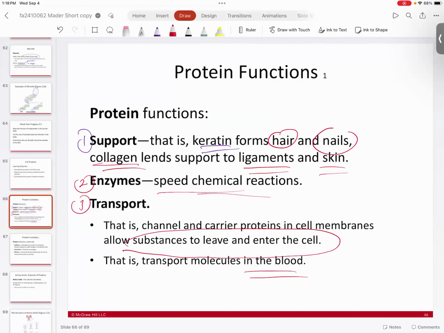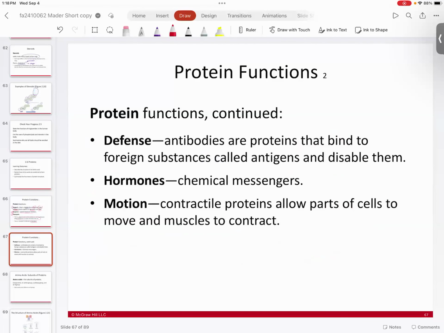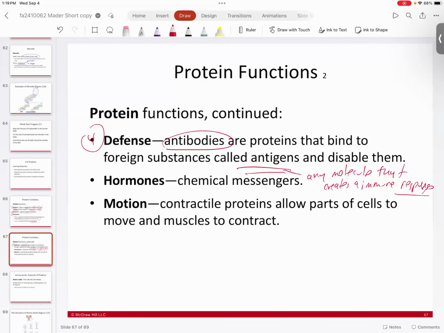And so that's kind of our short list, but we continue the list over here because you also have defense, right? For instance, antibodies typically are proteins. Those are floating around in your blood, and that's essentially associated with your ability to go after antigens, which is any kind of a molecule that creates an immune response, like a bacteria, for instance. So these will go after bad guys.